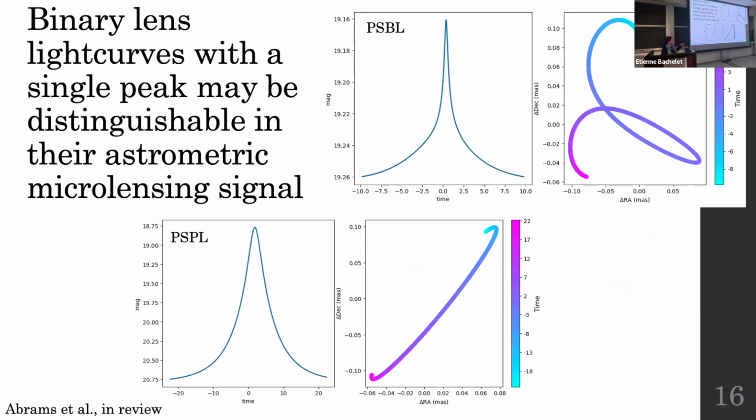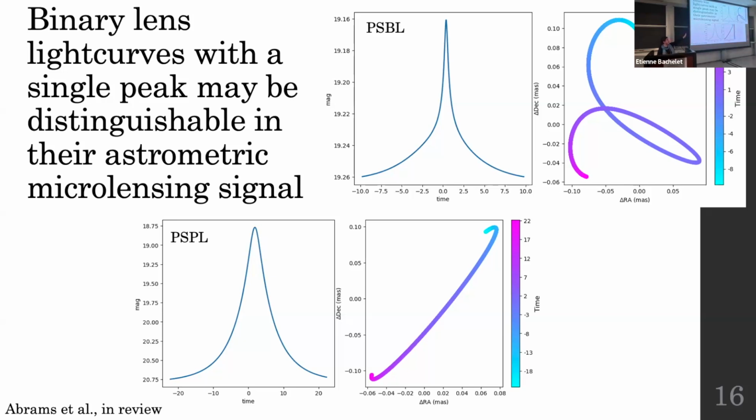We can also look at the astrometric signals of these binaries. In the bottom here, you can see a typical PSPL event. On the left is the light curve, and on the right is the astrometric signal. The photometric signal is that as the lens passes in front of the source, your source appears to get brighter and dimmer. The astrometric signal is that as the light gets bent around the lens, the source appears to wiggle a little bit. When we subtract out the proper motion, you get this oval shape, which is typical.